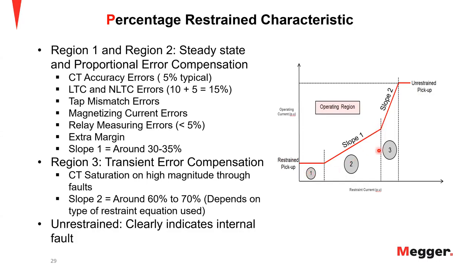Remember that the plot on this particular characteristic is decided by the currents that we are reading from the CTs. So when it falls on region 3 here, our currents are way too higher to be even in this region, and the slope 2 will make sure that the differential is restraining even when my CT is saturated. And finally, the unrestrained pickup is a setting which is used for internal faults that are very high in magnitude.